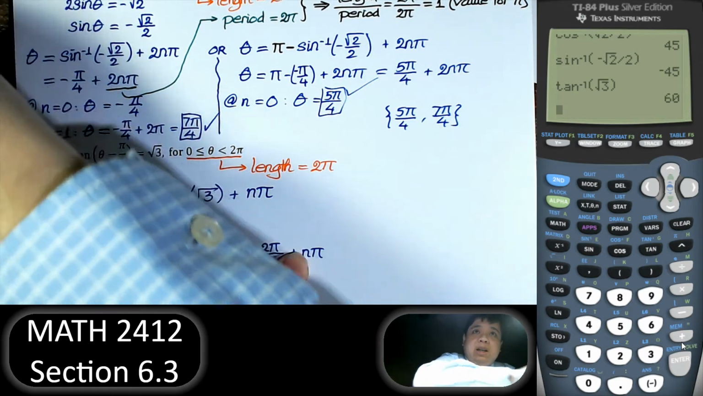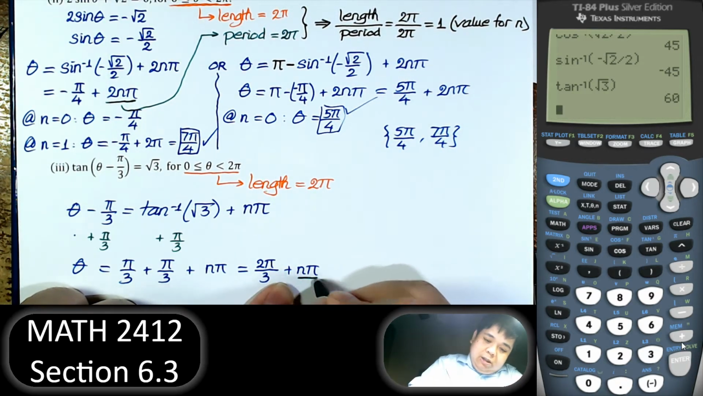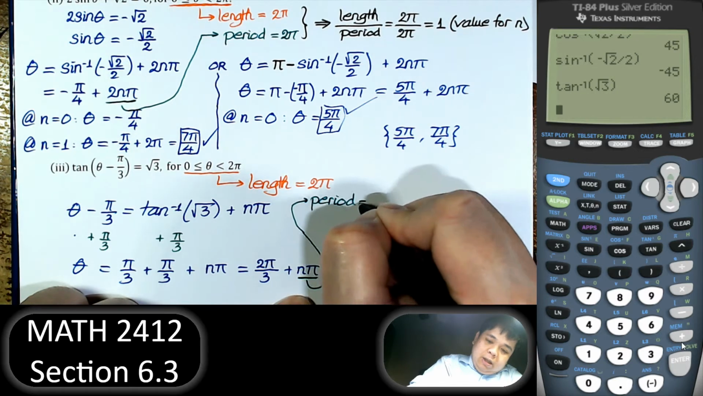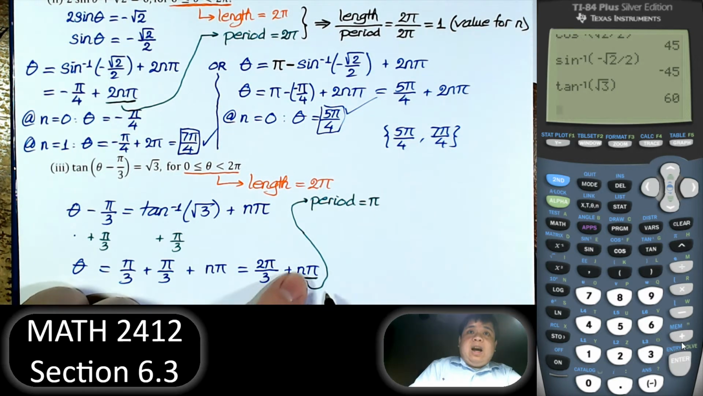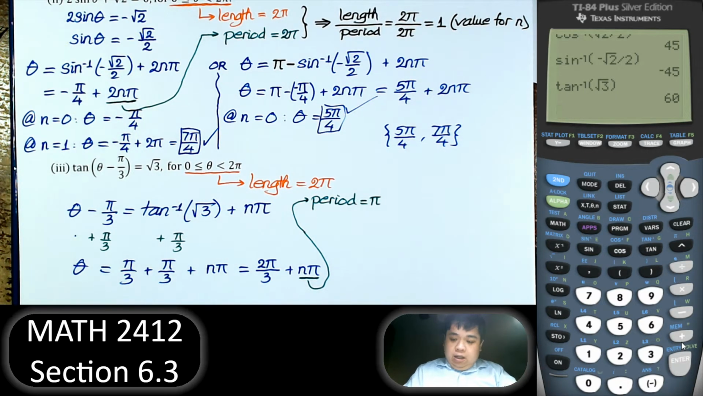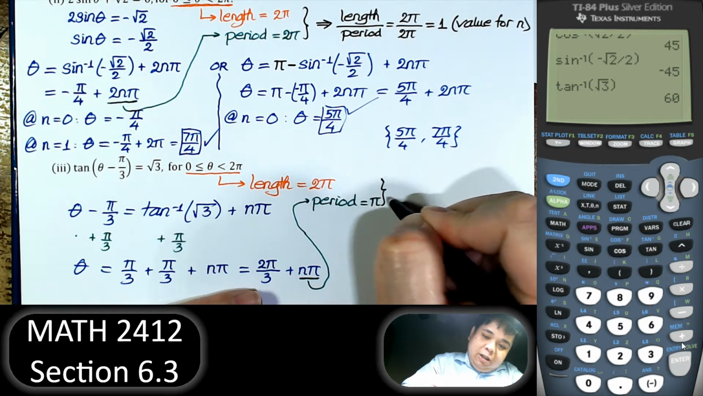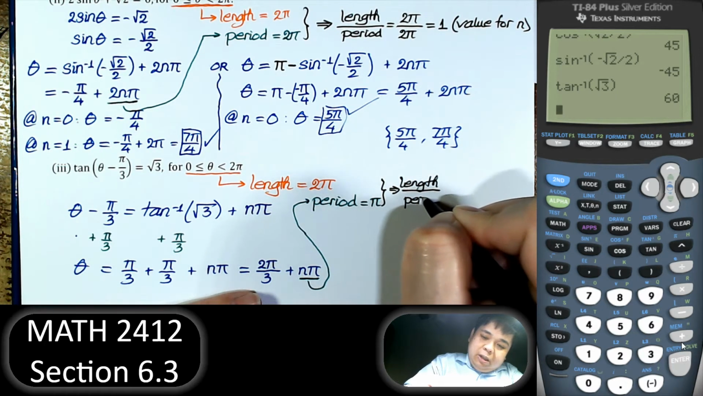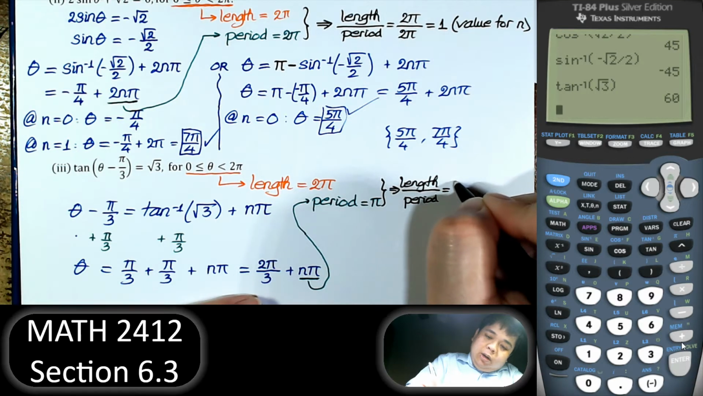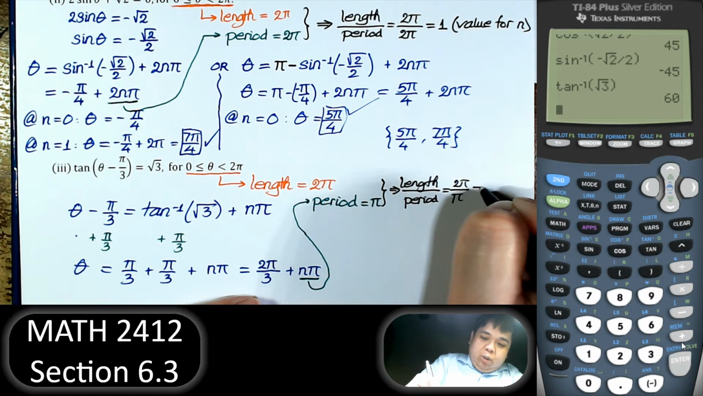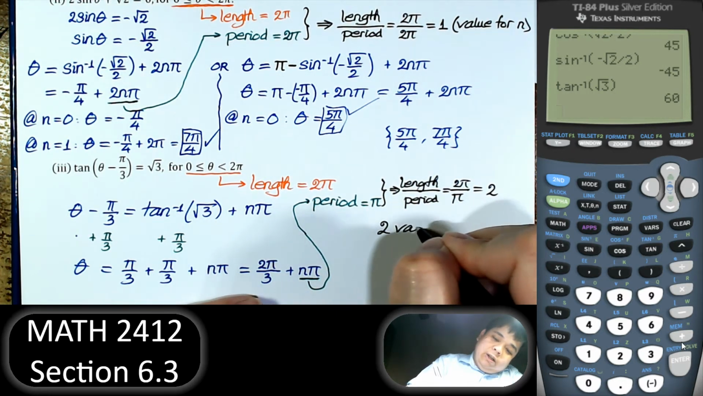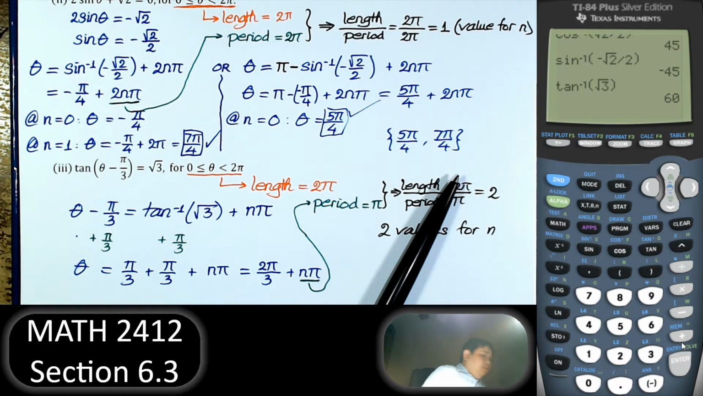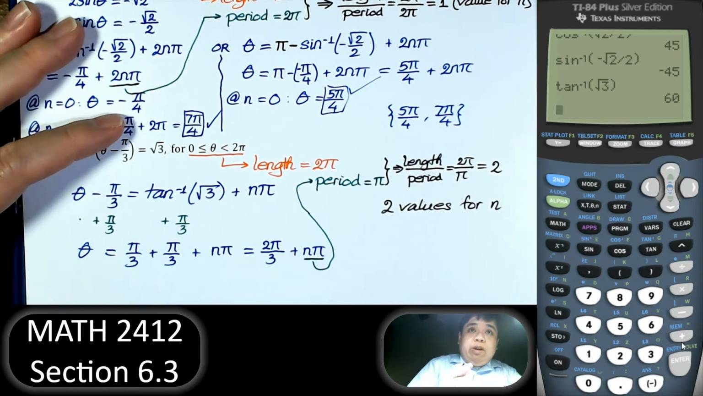Plus n pi, ignore the n. That means the period is equal to pi, because n times something, just ignore the n, we have the period is pi. Now, take the length, divide by period. 2 pi divided by pi, we have 2, meaning we have 2 values for n. So we have 2 values for n. 2 values for n will work.